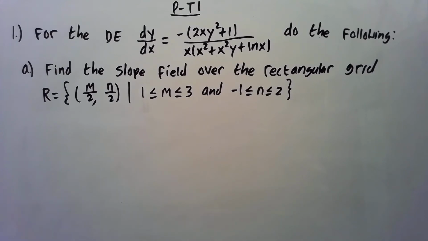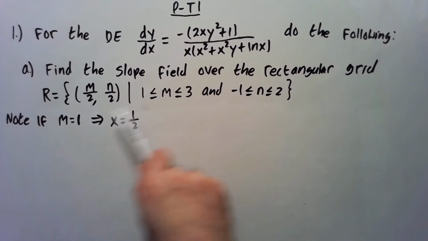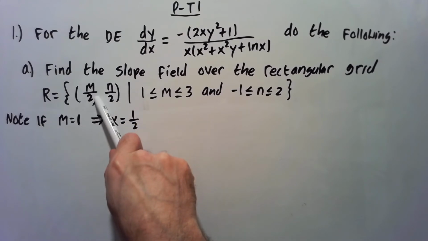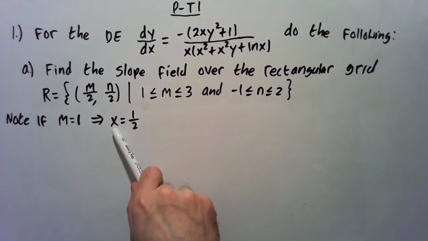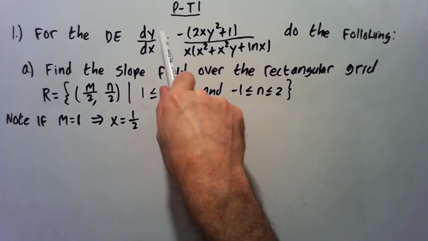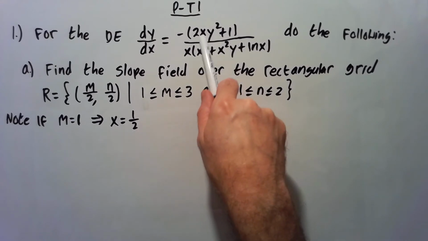Okay, so let's make some observations. First note, if m is 1, because m could be 1, 2, or 3, then m over 2 would be 1/2, and that's our x value. So x would be 1/2. Let's plug this now into our differential equation up here. In place of x, I'm going to put 1/2.